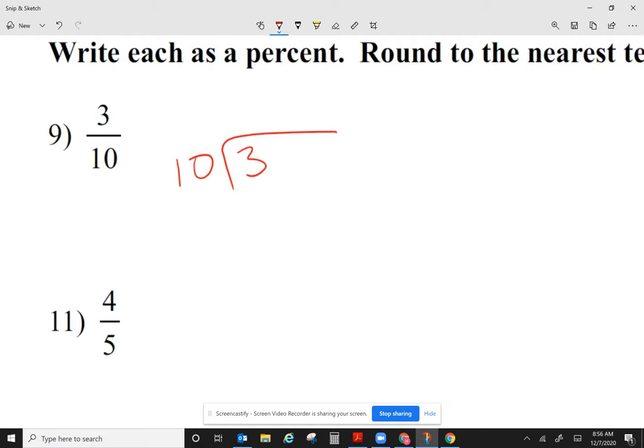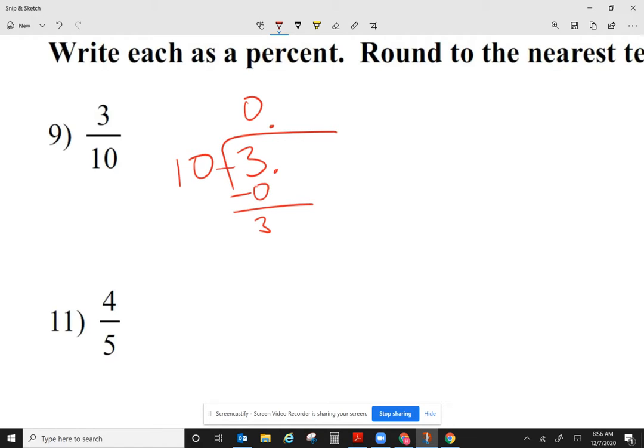The number on the top, the numerator, goes inside the house. The denominator, the number at the bottom, goes outside. My answer should have a decimal point, so I'm going to put my decimal there. Then I ask myself, how many times does 10 go into 3? Well, 0 times because 10 is bigger, right? 10 times 0 is 0. When I subtract this, I get 3.